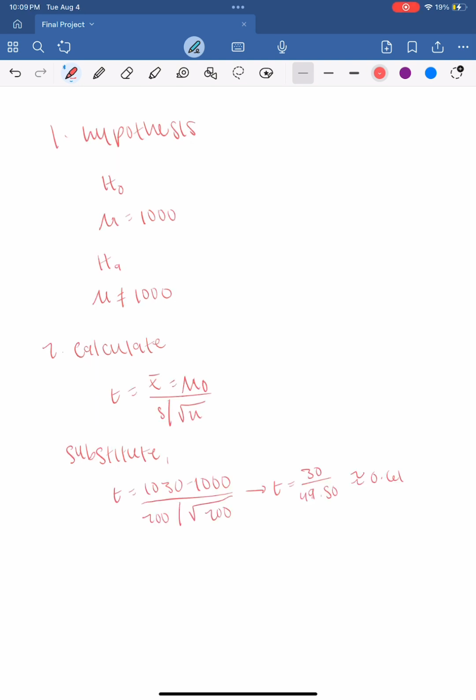First, we write the hypothesis. The null hypothesis states that the true average bank account balance is $1,000. The alternative hypothesis states that the average is different from $1,000. Next, we calculate the t-statistic. We subtract the claimed mean from the sample mean and divide by the standard error. This gives us a t-value of approximately 0.61.